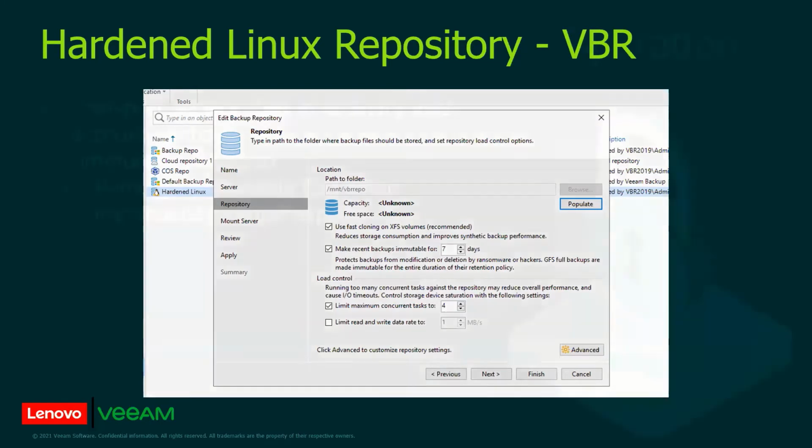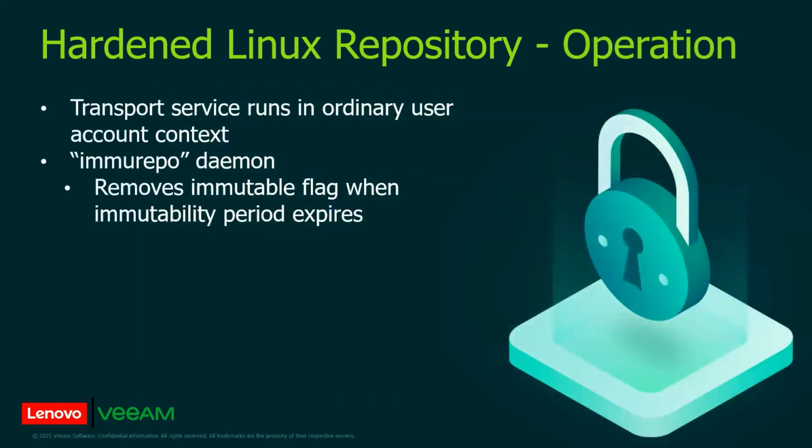So then at operation time, the transport service, the data movement, actually just runs in the ordinary user account context that you've created. What's different is, if you think back to the prior slide, there's an Immu repo daemon that runs, and that daemon actually runs as root. That's the process that's responsible for setting and removing the immutability flag once the immutability period is over.